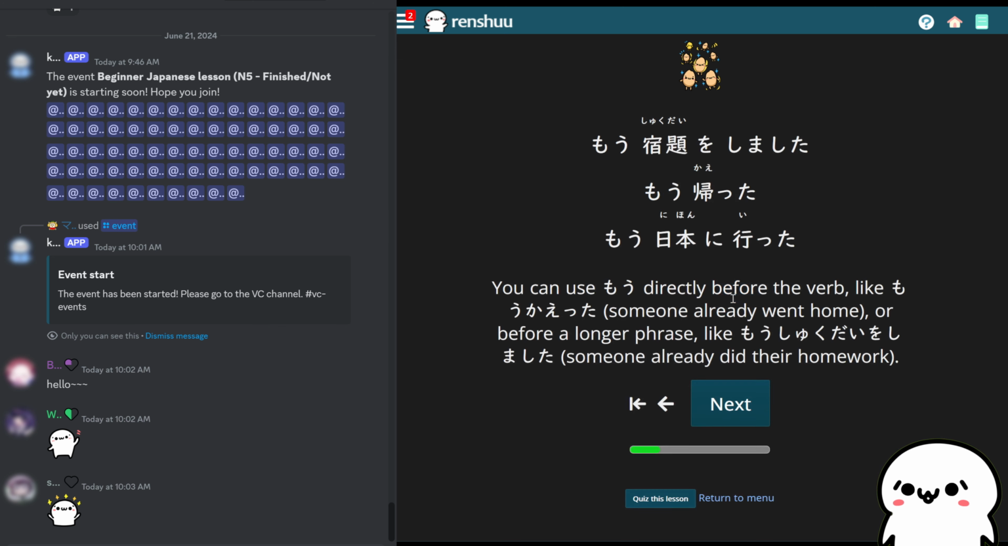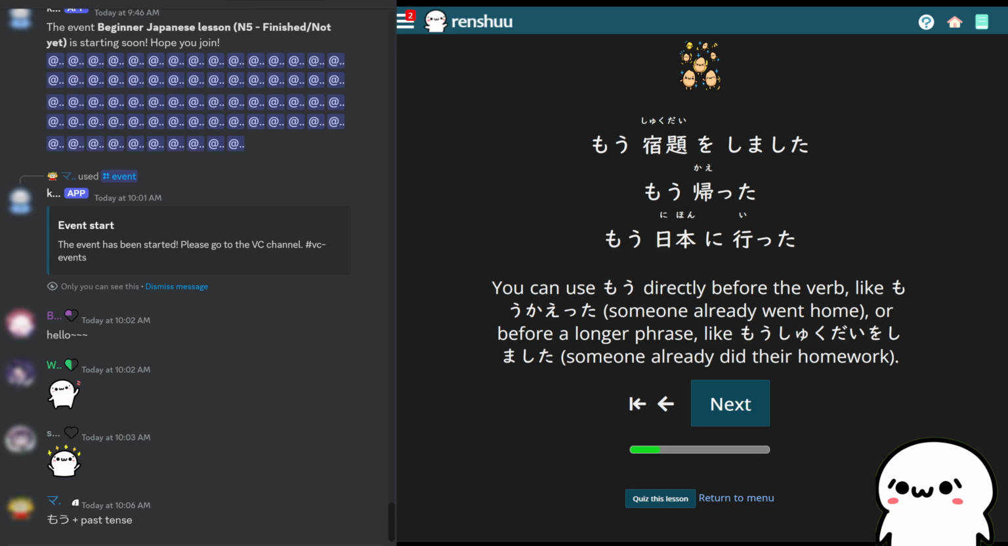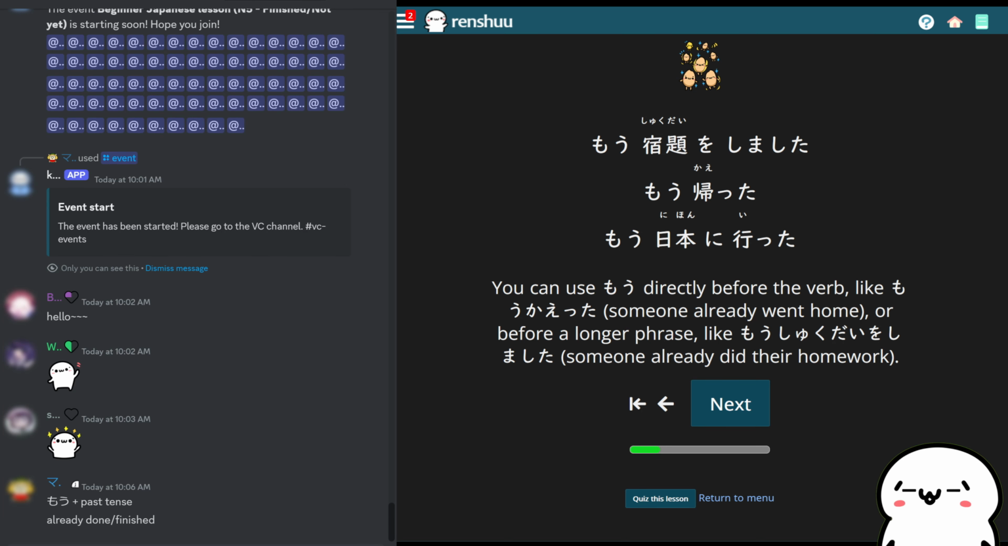So we're going to look at it in a few different ways. This first one is with the past tense. So think of that in your head: mo plus the past tense. And when we're doing this, we're talking about something that has already been done. It's already been finished. It's already over. And with that, almost all the time, you see mo in this form translated as already.